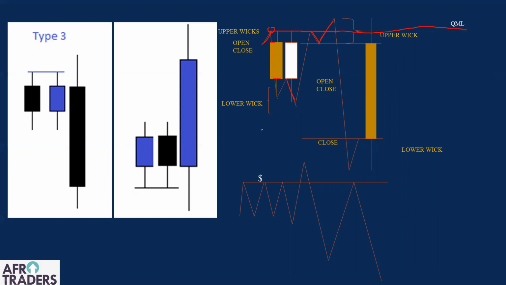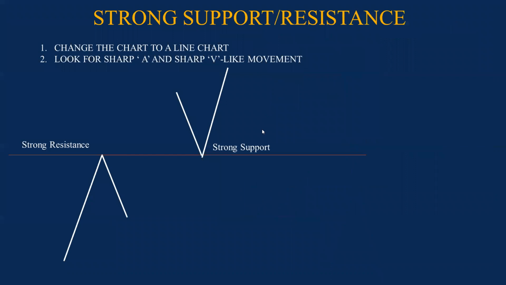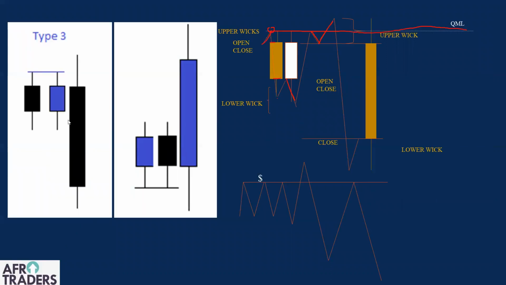Did I give some examples? I didn't give some examples. So this is where we are going to end this particular session. Now the question is, with this information, can you create a relationship between the Quasimodo and the engulfing candle? So you have to try this.